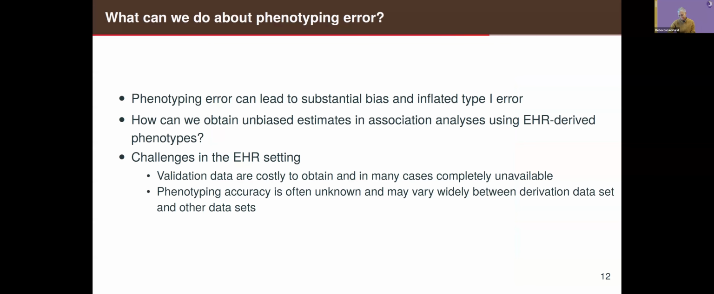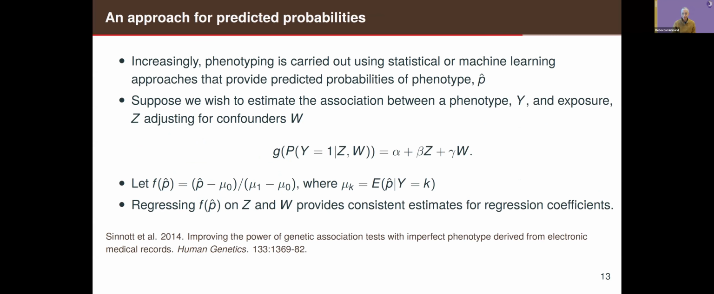So I'll tell you quickly in the last couple of minutes about what we ultimately ended up doing. The problem that we were dealing with was that the outcome that we had extracted from the EHR data would have bias if we naively incorporated it into analyses. We didn't have access to validation data, so we had to account for the imperfections in that variable using known operating characteristics of the phenotype.